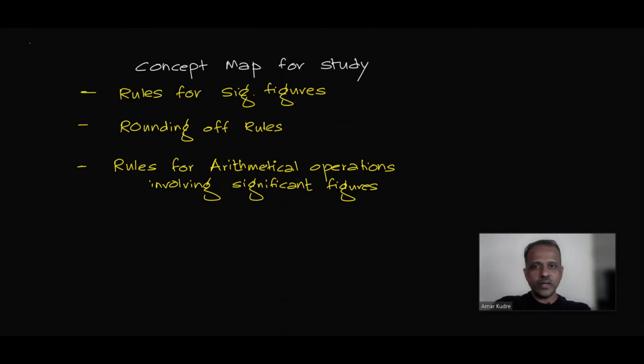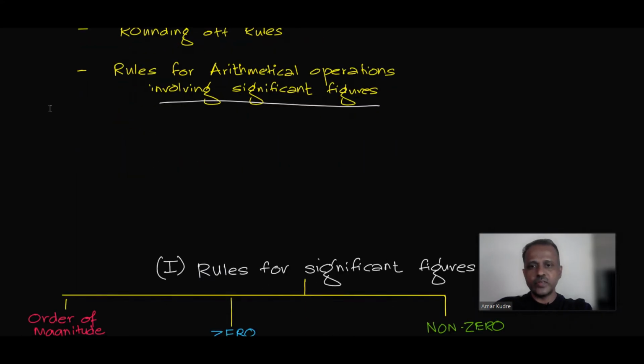Okay, firstly, what we are going to study is the rules about significant figures, then the rounding rules, and thirdly, the rules for arithmetical operations involving significant figures. This would be a very interesting way, and for the rules of significant figures, others would be explaining step by step, but here I have made a flow chart which is easier for students to understand. So let us go over to the rules for significant figures.